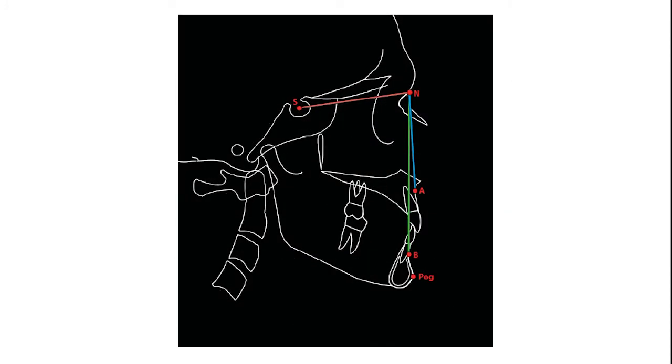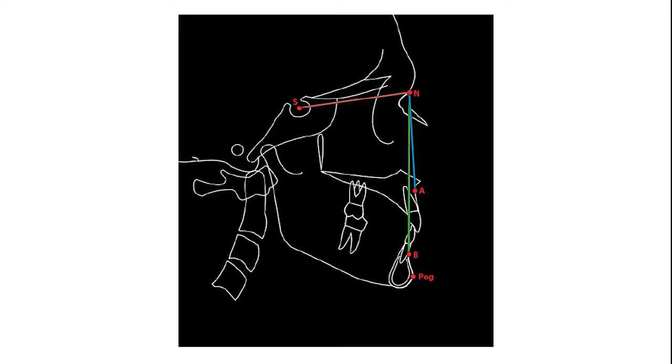On the other hand, the SNB angle relates the sagittal position of the mandibular apical base, B point, to the anterior cranial base SN. The SNB angle provides an indication of the sagittal position of the mandible relative to the anterior cranial base. The average value of the SNB angle in Caucasian adults is 79 degrees plus or minus 3 degrees.